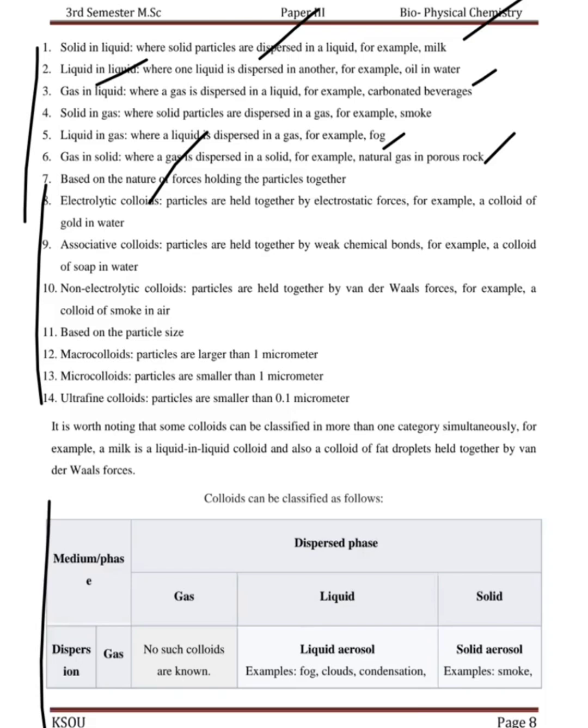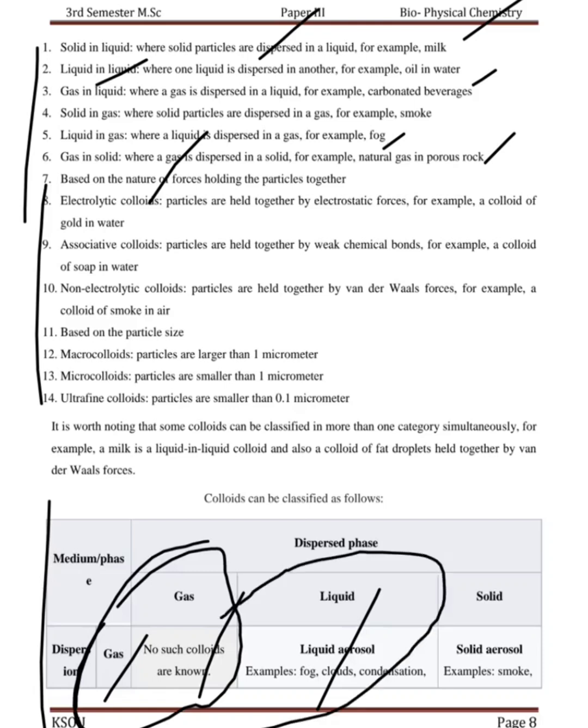Colloids can be classified as follows here. The dispersion medium is gas: gas with gas, no such colloids are known. Gas with liquid, for example fog and clouds. And also gas with solid, for example smoke.